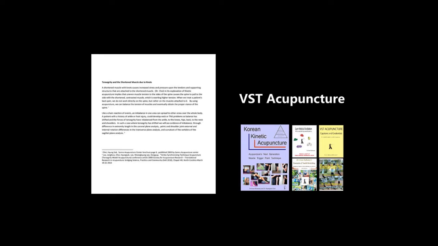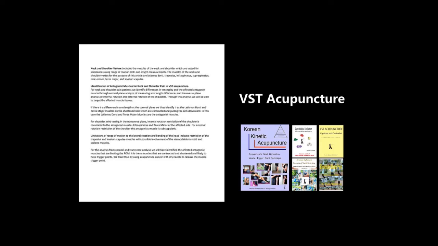In such cases where tensegrity has shifted, we will see evidence of imbalance through the difference in extremity length in the coronal plane analysis, pelvic and shoulder joint external and internal rotation differences in the transverse plane analysis, and curvature of the vertebrae in the sagittal plane analysis.